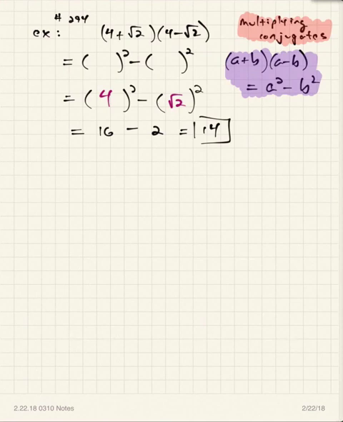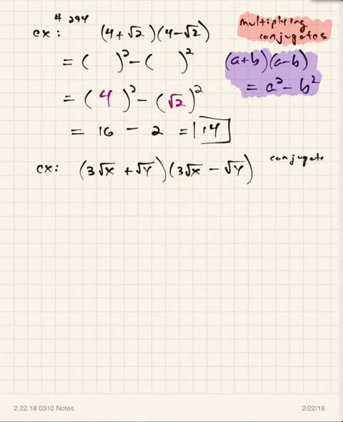All right, and it doesn't matter how complicated the expression is when you do that. So if we have 3 times the square root of x plus the square root of y, times 3 times the square root of x minus the square root of y, all right? Those are conjugates. A plus b times a minus b.